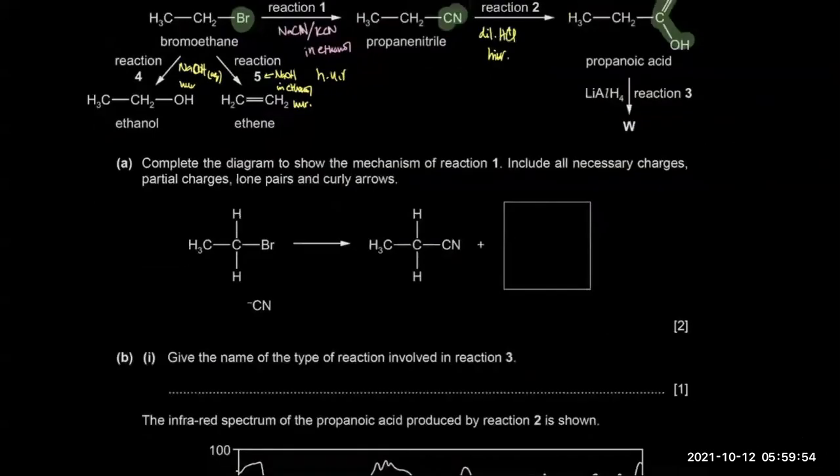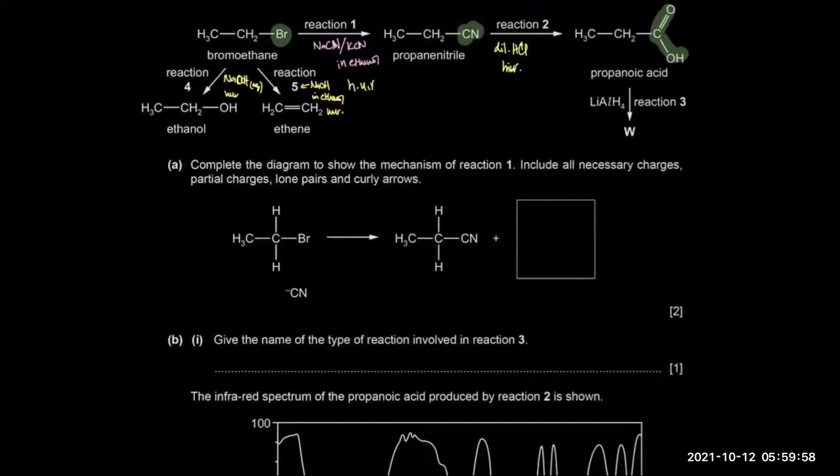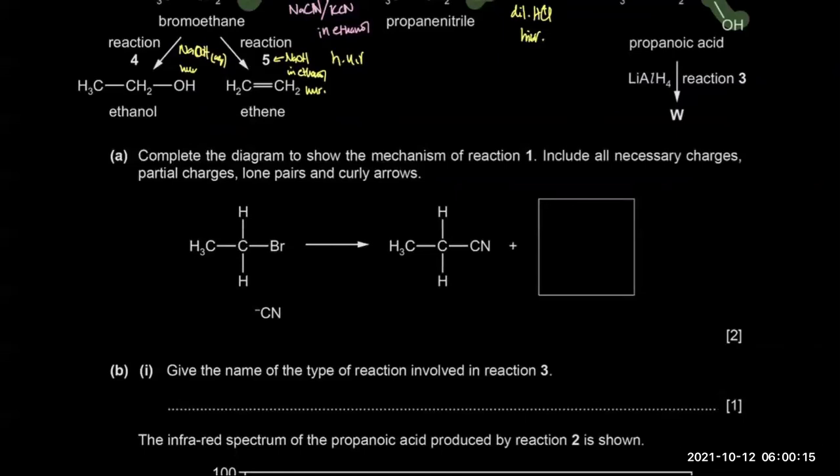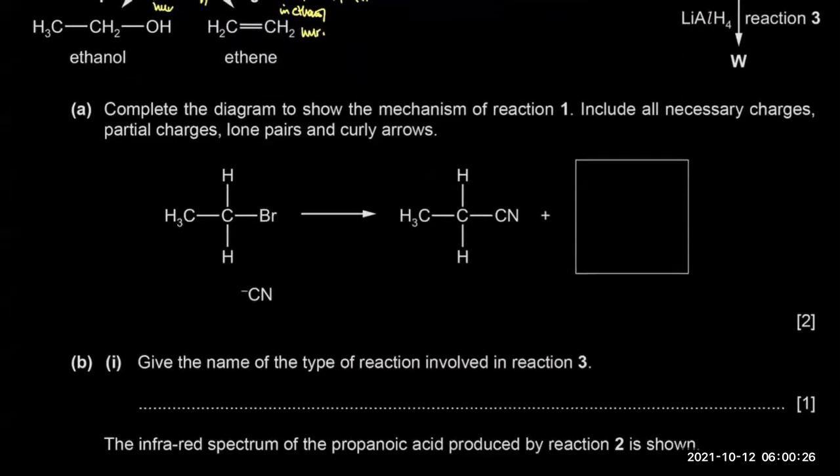Good. Now that we've quickly revised this, complete the diagram to show the mechanism of reaction one. Include all necessary charges, partial charges, lone pairs, and curly arrows. What type of mechanism is this? Anyone remember? What's the name of the mechanism? Nucleophilic addition? No, substitution. Br is being replaced by CN. It's a saturated compound. It can't do addition.